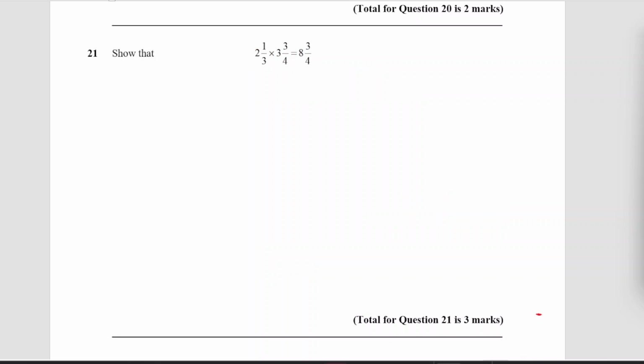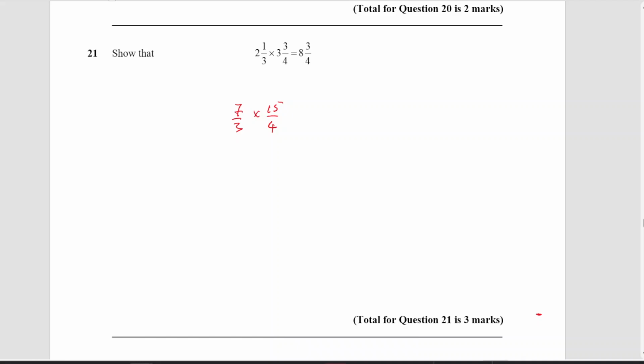Okay, so question 19, show that, and then you've got 2 mixed fractions equal to another mixed fraction. So we need to convert these into improper fractions. So 2 times 3, or the whole number times the denominator plus the numerator, gives us 6, 7 over 3, times 3 times 4 is 12, plus 3 is 15 over 4.